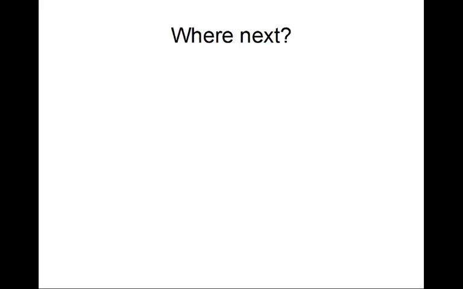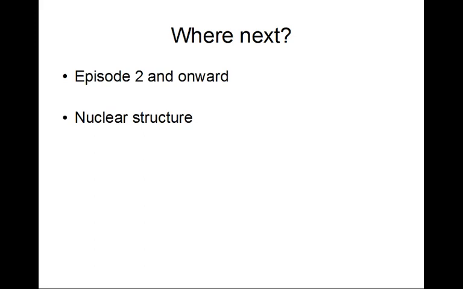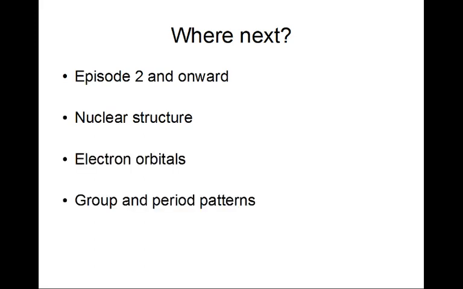So where do we go now? Well, I hope you've learned a bit about the history, found it moderately interesting, but this is a good foundation as to where we're going to go with it. If we look at where we've been, we can see where we're going to go. So we're going to learn a lot more. In this history, we've unearthed the need to learn about the nuclear structure with protons and neutrons, the existence of electron orbitals, the existence of groups and periods and patterns.